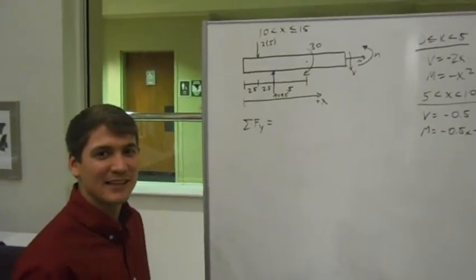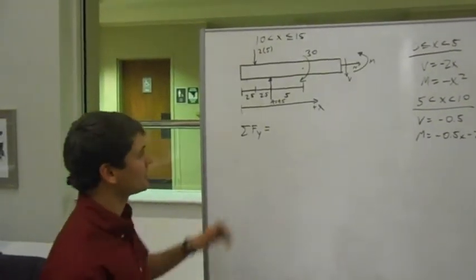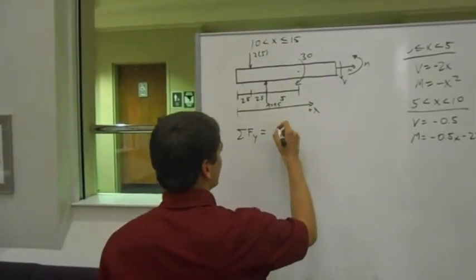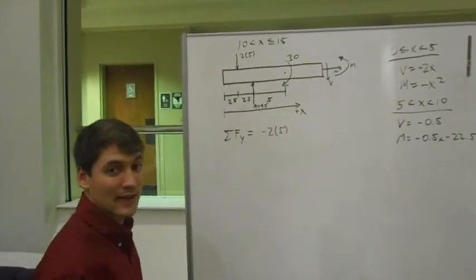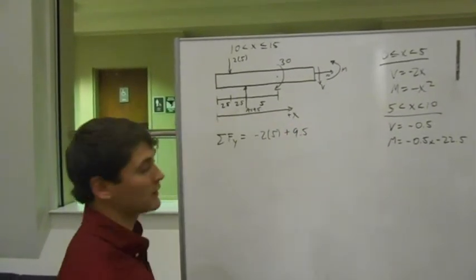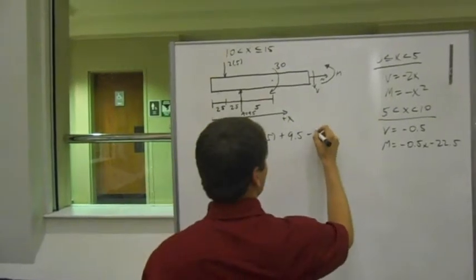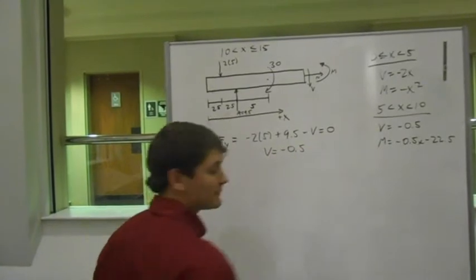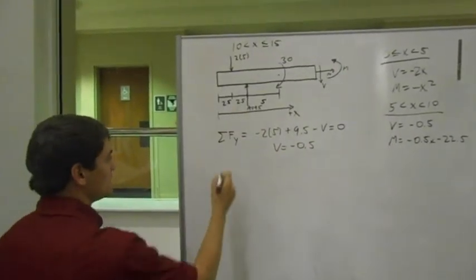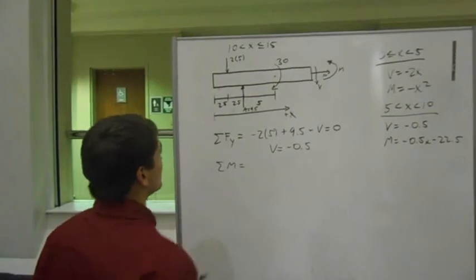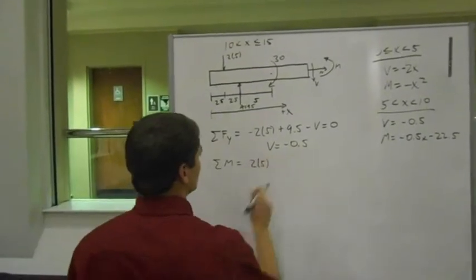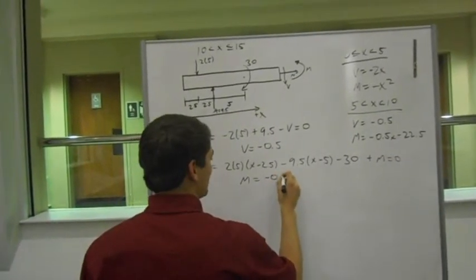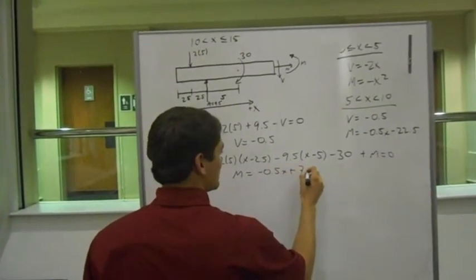The last section of the beam is from 10 to 15. Start at x equals 0 and move across with your first force being 2 times 5 in the negative direction plus 9.5, and then you don't have another force until your shear force in the negative direction. You get V equals negative 0.5. Finding the moment in the beam, you get negative 0.5x plus 7.5.